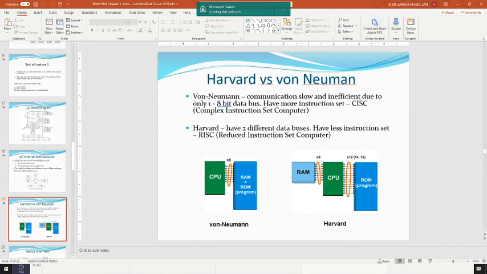So you have this CPU here, and you have the memory. The memory can be any memory type. For example, you have the RAM, random access memory, and you also have the ROM, read-only memory. Program means the location where the memory is used to save your program.